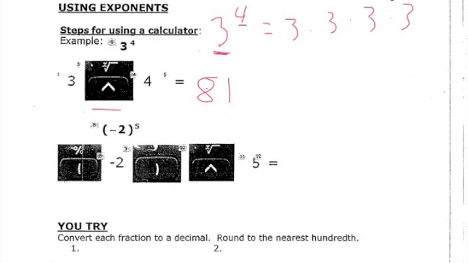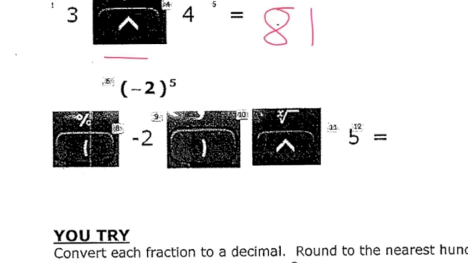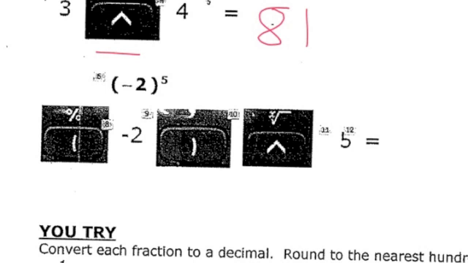Okay, let's take a look at another example. We got this minus 2 to the 5th guy. Okay, this time we're going to type in your parenthesis, minus 2. The minus sign is at the very bottom of your calculator. Close parentheses. Then you're going to push your funny looking caret sign, then 5. And you come out with minus 32.